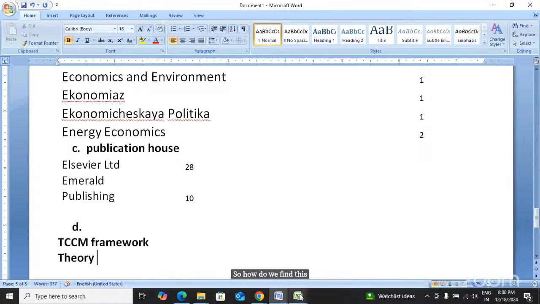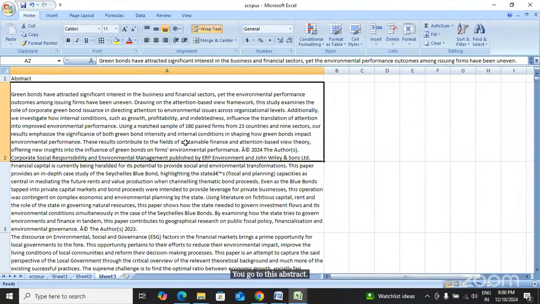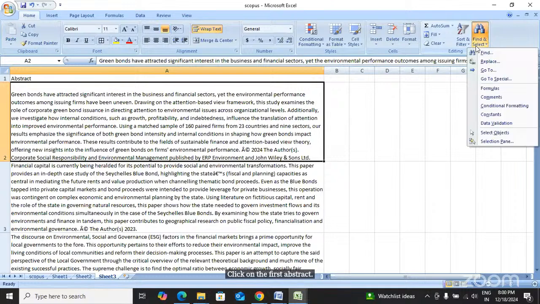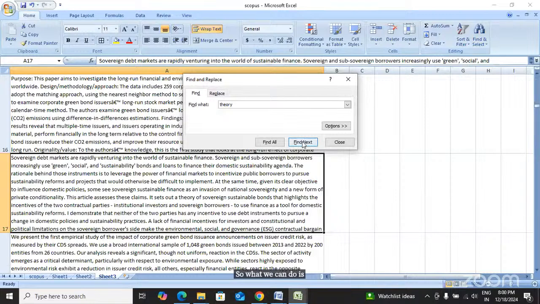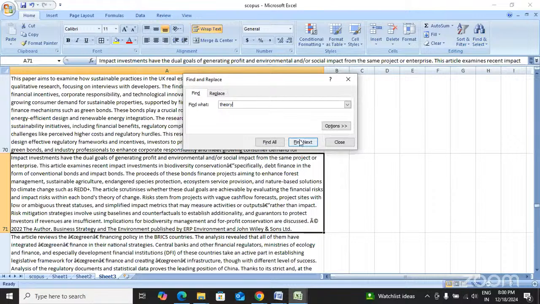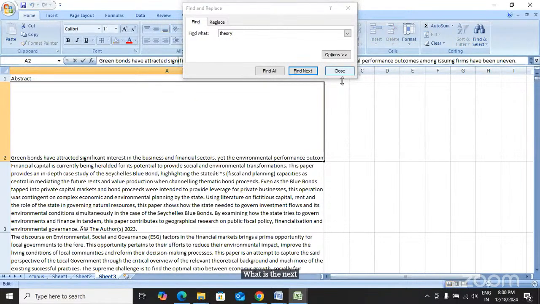A very simple way of doing this is to go to the abstracts, click on the first abstract, and go to the find option. Put the word theory into the find box, and click find next. You can see the 17th paper has used some theory, so make it yellow. Let's move on. What is the next paper? It's the 71st paper that has used theory. What is the next paper? The first paper that has used theory. So let's do it.